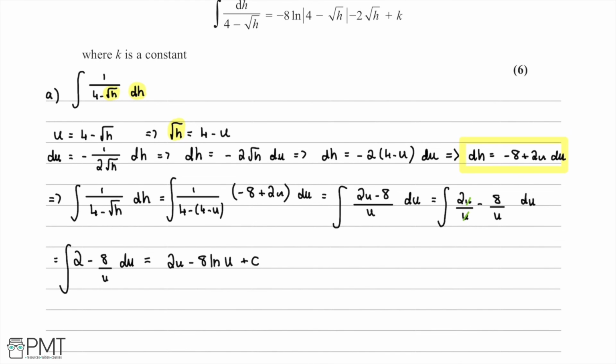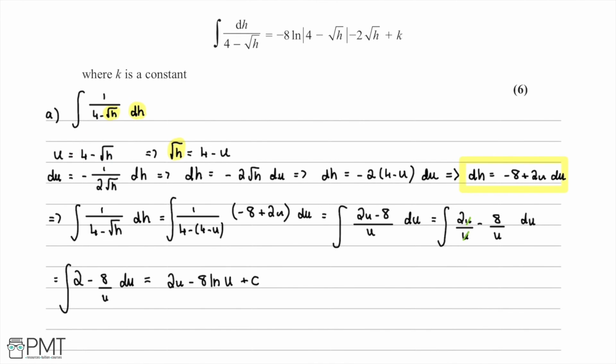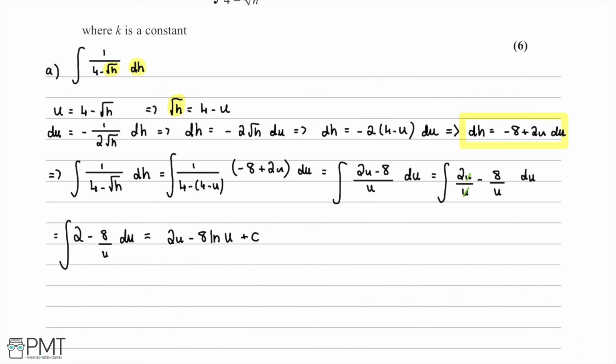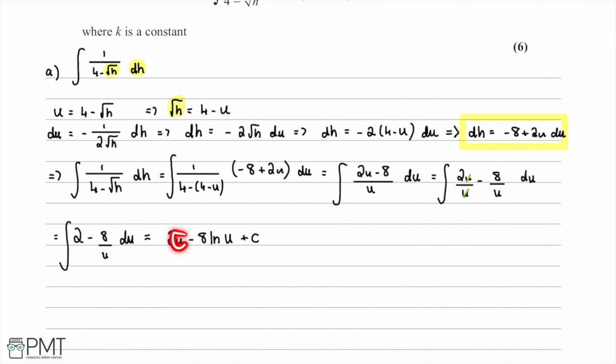So now all that's left for us to do is to re-substitute in u in terms of h, because we know that the answer that we're required to show is in terms of h's, not u's. But that's not a problem, because we have u's in our equation, but then we also have an expression of u in terms of h. So therefore, substituting this back in, we'll have 2 lots of 4 minus the square root of h. And we'll take away 8 ln of the absolute value of 4 minus the square root of h, and then we still have our constant c on the end.